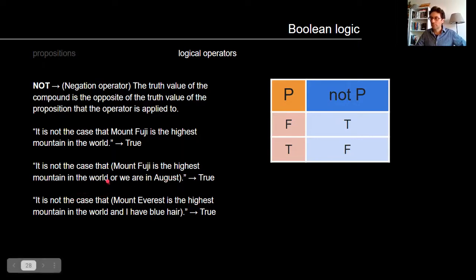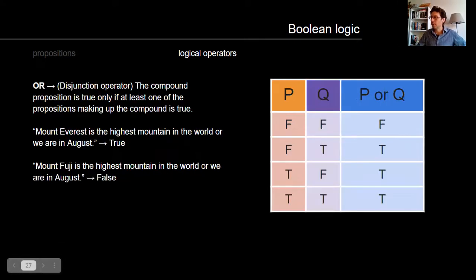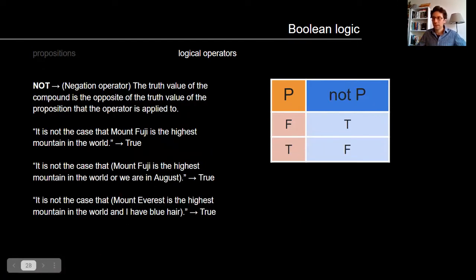Mount Fuji is the highest mountain in the world, false, or we are in August, false. False or false. Let me go one slide back to the truth table of or. Okay, when P is false here and Q is false here, P or Q is false. Let me move forward again. Here in this example, looking at the proposition within the parentheses, we have false or false. I went back, looked at the truth table for or, and I saw that false or false gives a false result. When P is false and Q is false, P or Q is also false.